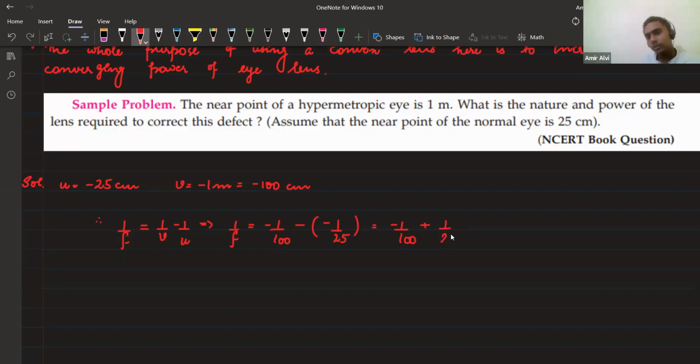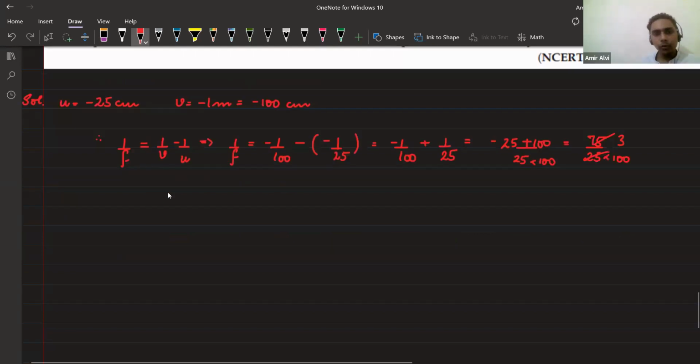Okay. So now what you can do is that you can cross multiply them. Yes or no. Okay. So minus 25 plus 100 divided by 25 into 100. So it is positive 75 divided by 25 into 100. So this will cancel 3 times. So the focal length would be 100 by 3.